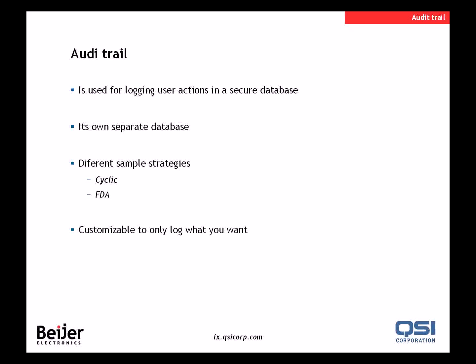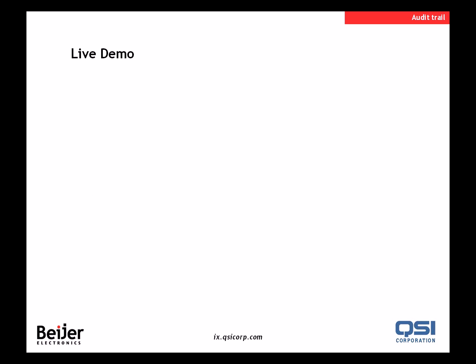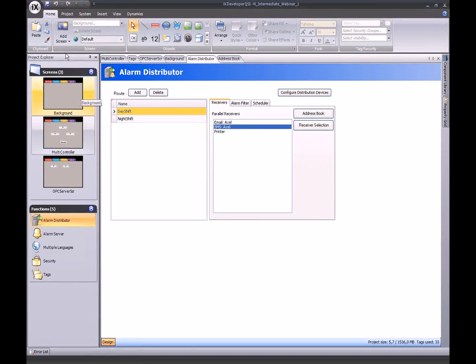The last point on the agenda is Audit Trail. The Audit Trail is used for logging user actions in a secure database. This is its own separate database. And you can have different sample strategies, either cyclic or FDA. And you can completely customize the logging so that it only logs exactly what you want it to log. The Audit Trail is very important in many different industries, such as food and beverage and pharmaceutical industries, where you need to have some sort of accountability on who is changing the parameters of the application. So I would like to show this to you now.